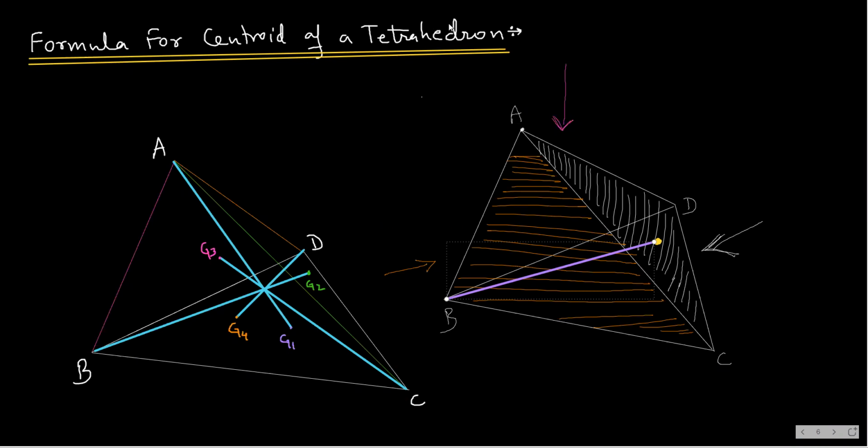In the same way, look at the triangle BCD, which is the base triangle. That base triangle will also have a centroid somewhere. Now join this centroid with the opposite vertex, which is this. Then you have the triangle ABC. ABC will have its centroid somewhere here. What you need to do is join this centroid with the opposite vertex, which is D.